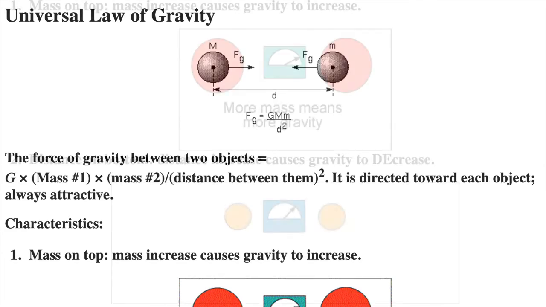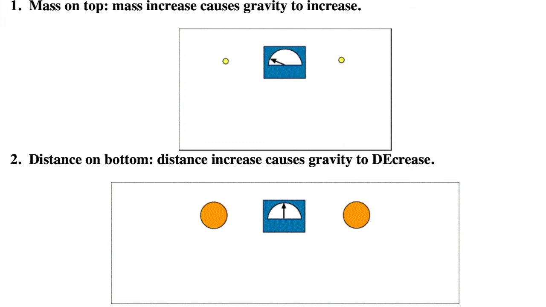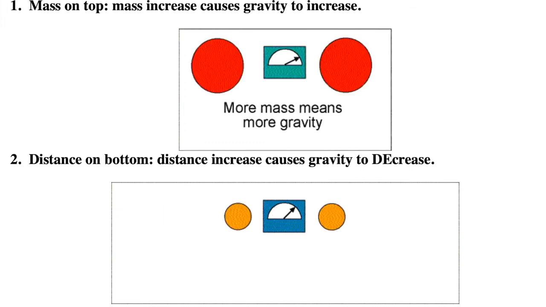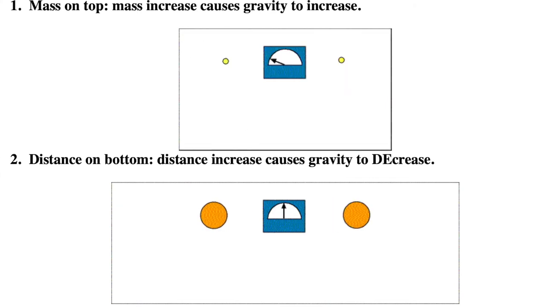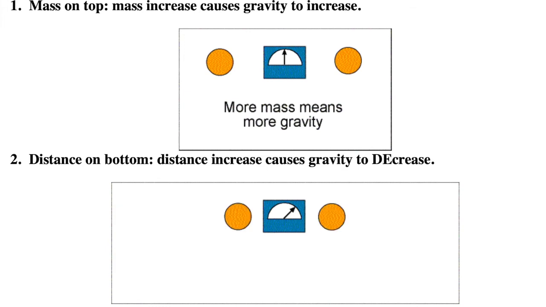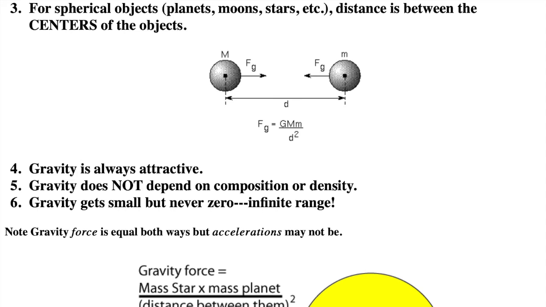Let's look at the characteristics of gravity. Since the mass is in the top of the fraction, if you increase the mass of either object, the gravity increases. Since the separation distance is on the bottom of the fraction, if you increase the distance between the objects, the gravity decreases. Gravity weakens with distance. For spherical objects, planets, moons, stars, etc., the distance is measured between the centers of the objects. That's why when you look at something falling on Earth, the separation distance is between the center of the object and the center of the Earth, not the surface of the Earth.